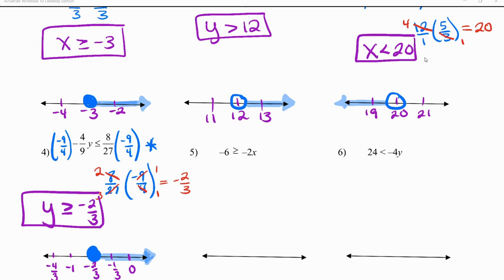You don't have to do increments of 1/3. You can just do -1, 0, 1, and then approximate where -2/3 would be. But since we're making our own number lines, they might as well be exact.